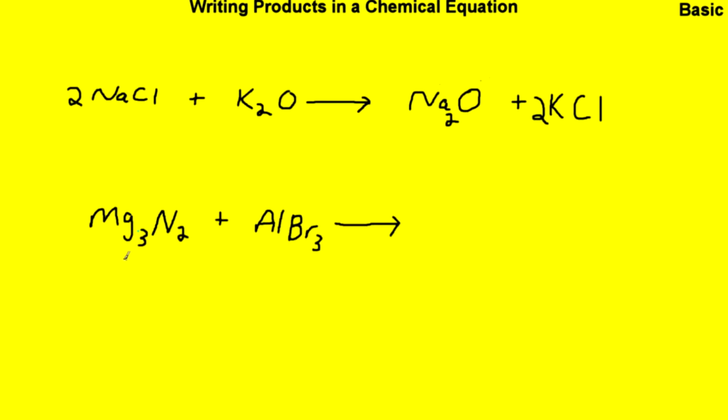Let's try this one. Again, metal, nonmetal, metal, nonmetal. Take the metal of the first one, the magnesium, and join it with the nonmetal of the second one, the bromine. Don't worry about numbers yet. Let's take the metal from the second one, the aluminum, and join it with the nonmetal of the first one, which is the nitrogen. That's your first step. Just get them with the right partners. Double check that you don't have 2 metals together or 2 nonmetals together. It's got to be metal, nonmetal, metal, nonmetal.